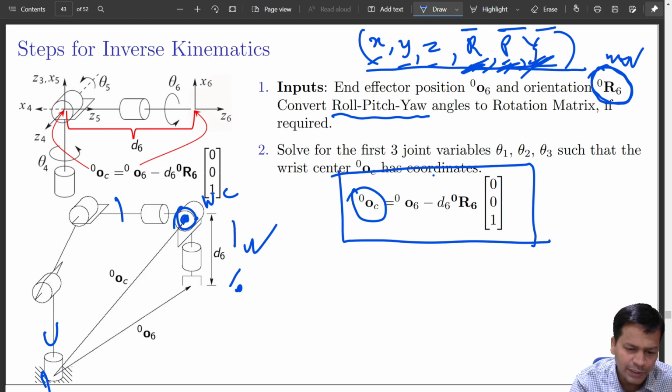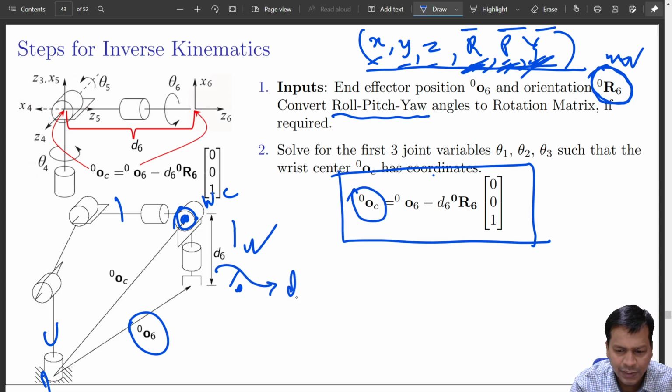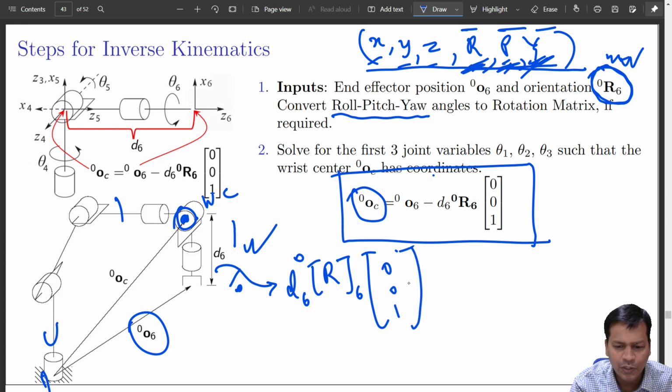So how have I obtained it? This was given, the orientation was given. So how much is this? This is d6 into the rotation matrix 0R6 into the unit vector z, because this is z. Okay, so this is your vector. Yes, it is in home position.